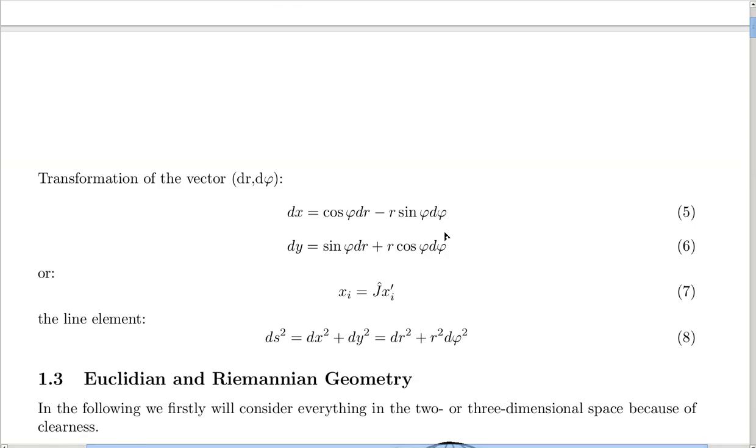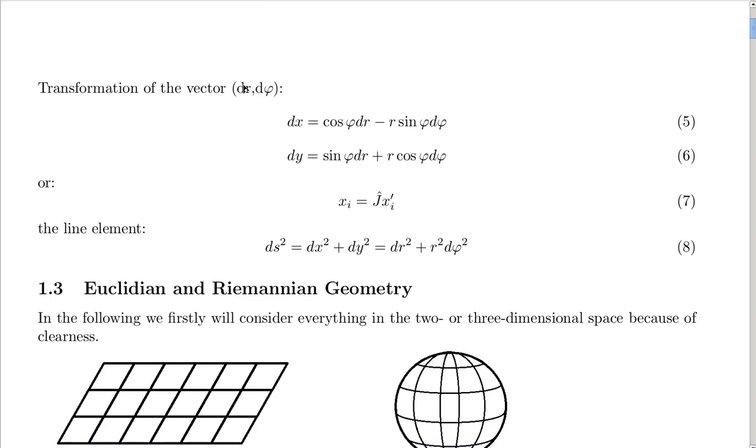And if we consider the transformation of a vector dr d phi, means from polar coordinates into Cartesian coordinates, then we have to apply the Jacobian matrix here, or either written like this. And the line element is given. We have to apply the Pythagorean rule. Means ds squared is dx squared plus dy squared in Cartesian coordinates, and of course we have dr squared plus r squared d phi squared in polar coordinates.